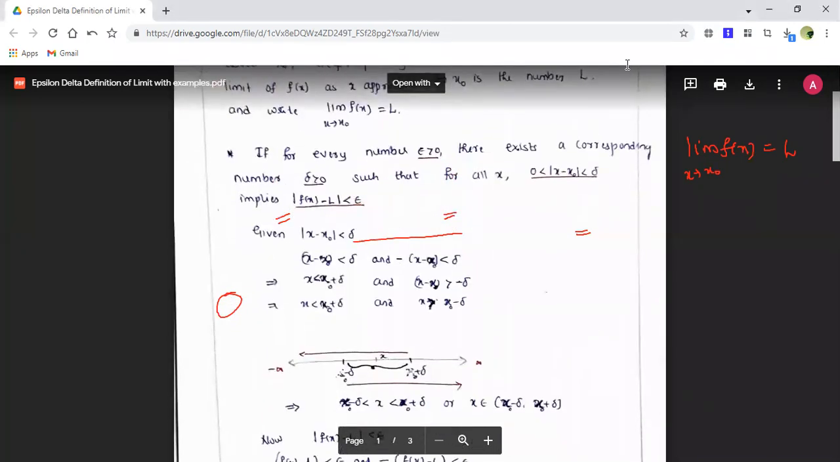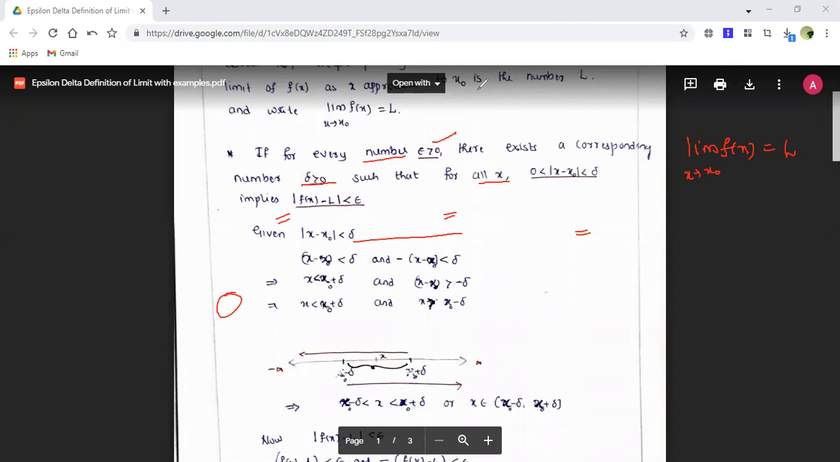For every number epsilon greater than 0, there exists a corresponding number, say delta greater than 0, such that for all x, 0 less than modulus of x minus x naught less than delta implies modulus of f of x minus L is less than epsilon. What they're trying to say is, for every positive number epsilon, there exists one delta number. So for every epsilon there is a delta. How are they connected?